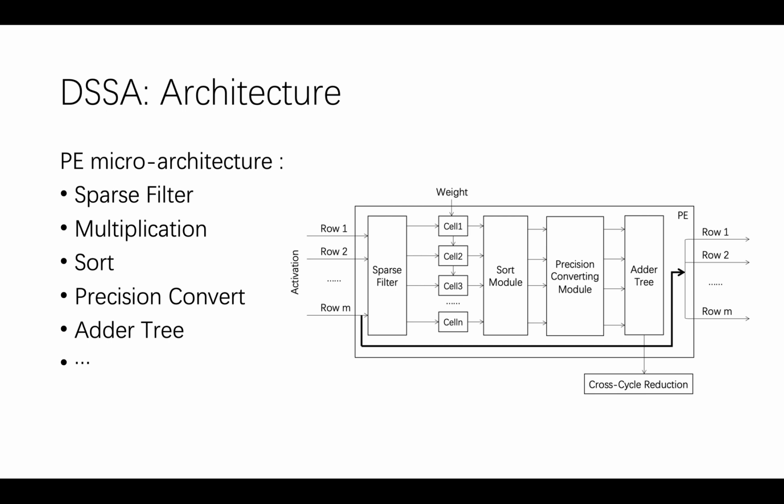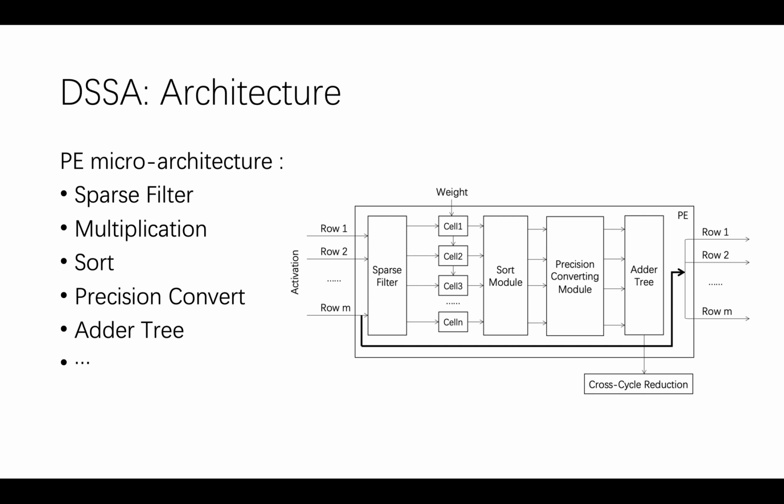The microarchitecture of PE is shown in this figure. PE includes sparse filter, multiplication cells, sort module, precision converting module, adder tree, and corresponding controlling logic. Sparse filter achieves an M2N selection of activation data.